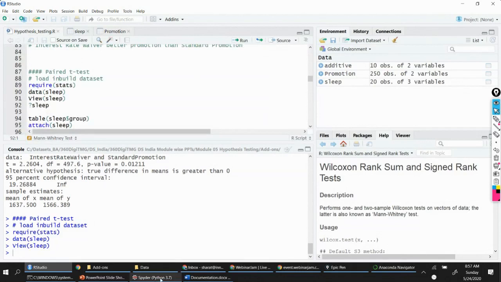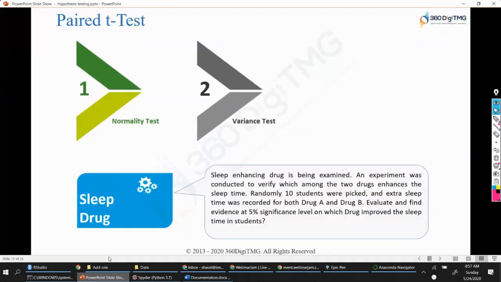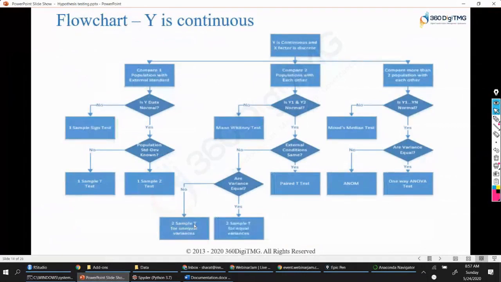So first things first, what is it that we are evaluating? What is the value that we are evaluating here? We are evaluating extra sleep time, additional sleep time. So time basically is continuous. And we had two groups, two drugs, right? Drug A, drug B. Which is better is something that we need to verify. So first things first, we need to do a normality test. Let us do that.